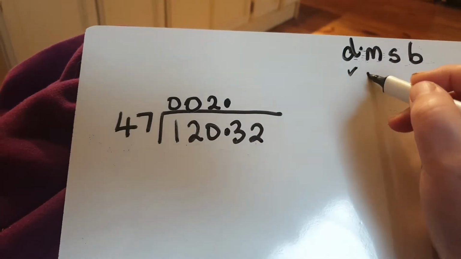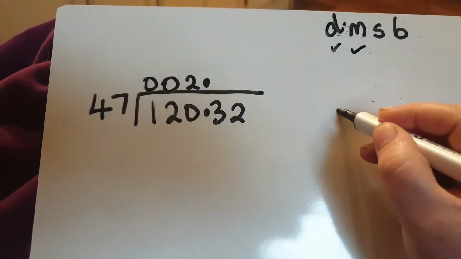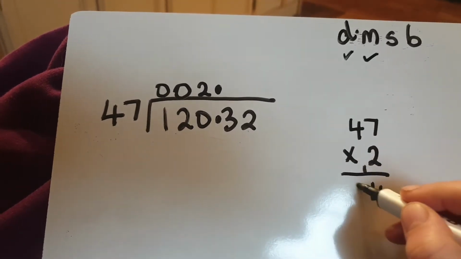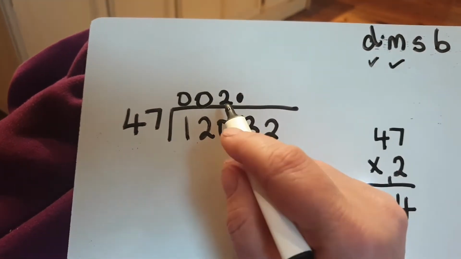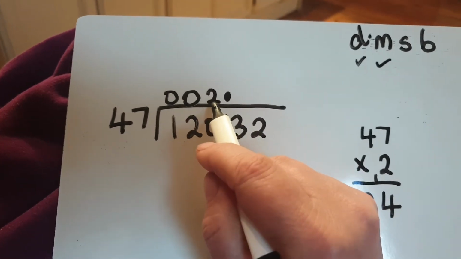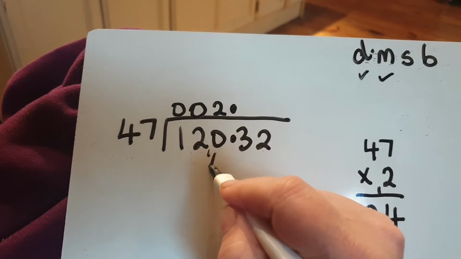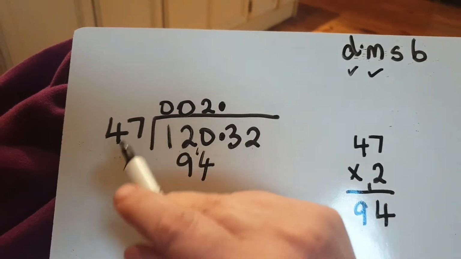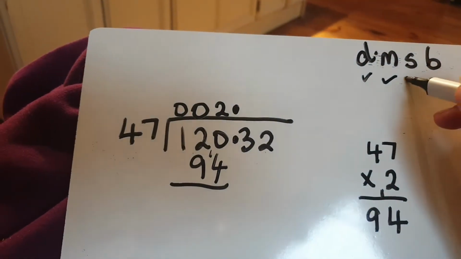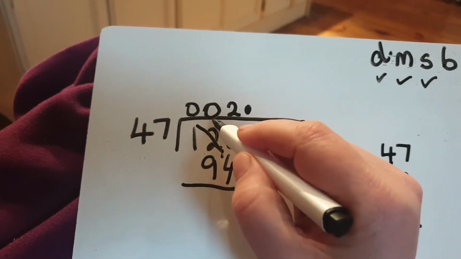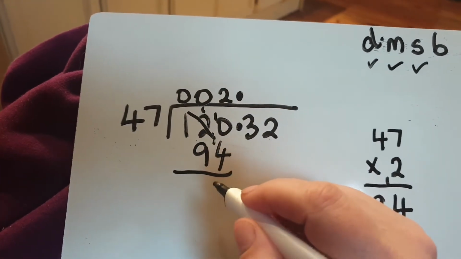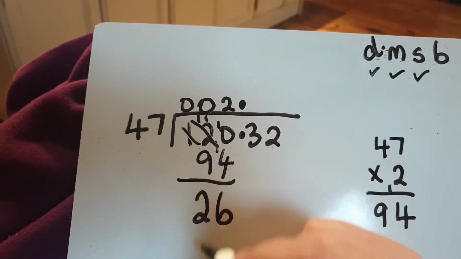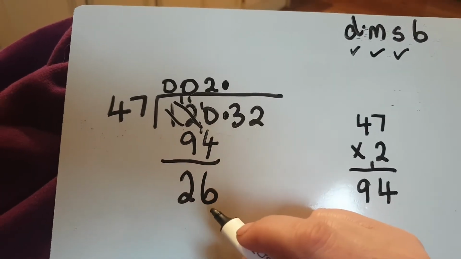Now, next of all, I'm going to multiply. I can either do my multiplying over here, 47 times 2, or I can do it straight into the sum to get the same answer. You can see I'm going to go 2 7s are 14, 2 4s are 8, and 1 is 9. As you can see, it's the same answer, still 47 times 2. Next of all, I'm going to subtract, and I'm going to use my regrouping there to do my subtracting. And I've got 26 left over, 26 remainder.